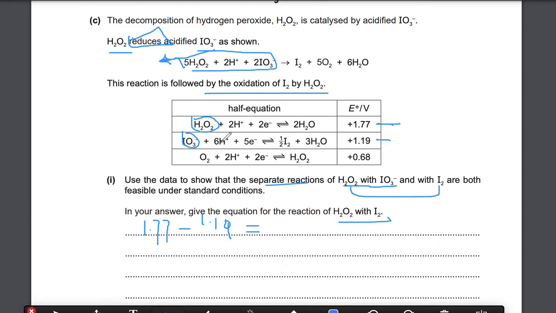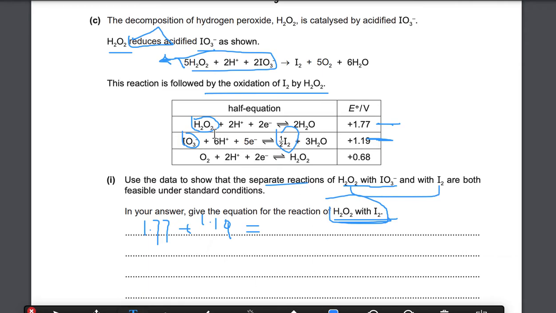And for this equation, H2O2 with I2, basically these are the two reactants, right? So we add 1.77 and 1.19, which would be a feasible reaction because it is greater than 0. But in this reaction we reverse this reaction. Why? Because this is one of the reactants. So what would be the equation? So this would be reversed.